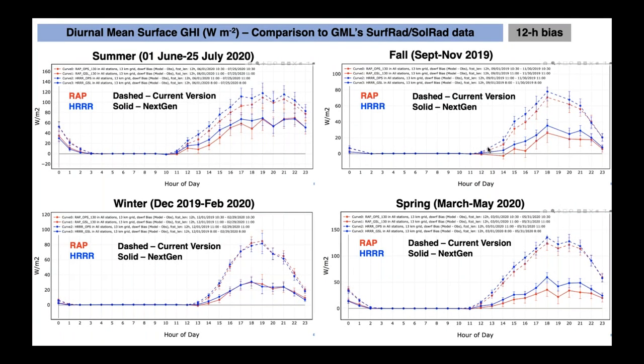So despite these nice liquid water paths and cloud depths and onset, we still overall have a high bias in downward shortwave radiation, both in the RAP and the HRRR. Although there have been significant improvements comparing the current operational version, which is in dashed lines, to the next generation one, which will be implemented later this year. For all seasons, there's significant improvement, especially in the cooler months, where we're almost always below 30 watts per meter squared bias, but in the summer we still have high bias.